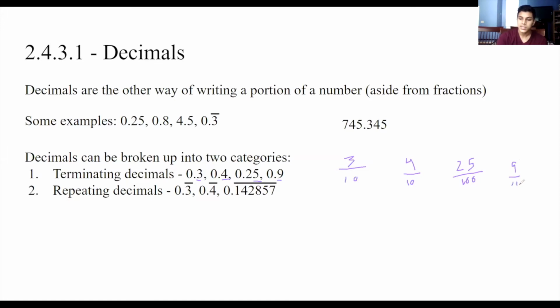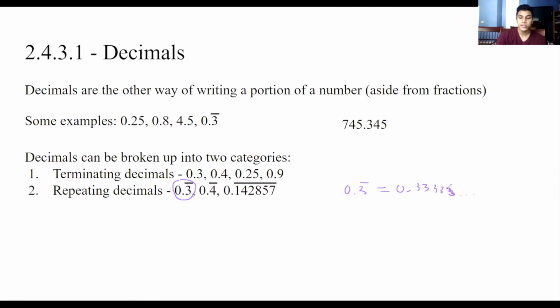Now, the reason that this doesn't really apply to the next category, which is repeating decimals, is because these decimals actually go on forever. So this 0.3 bar, and this is how we say it because it has a bar on the top of it, represents that the 3 repeats on forever. What this really means is 0.33333, and so on. And this repeats on forever.